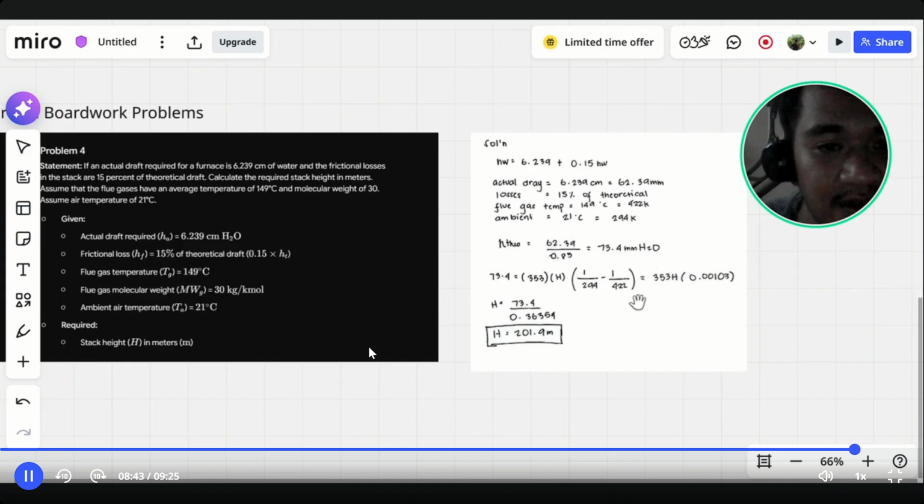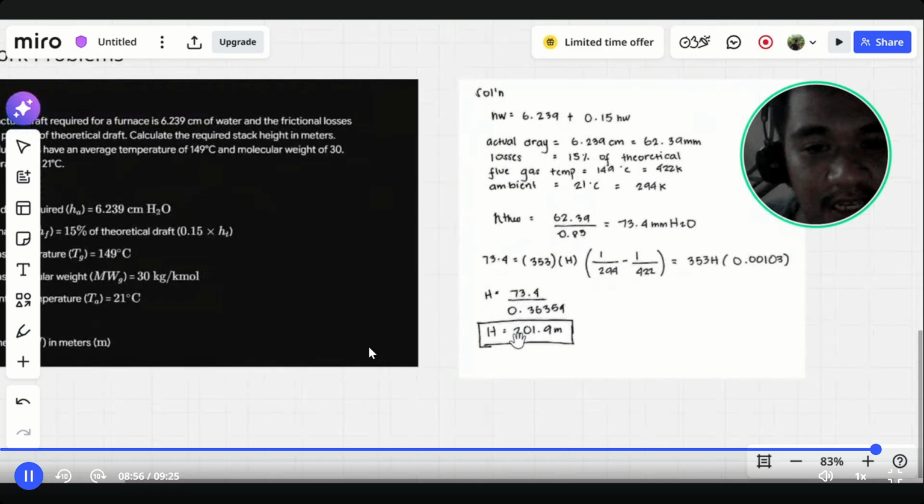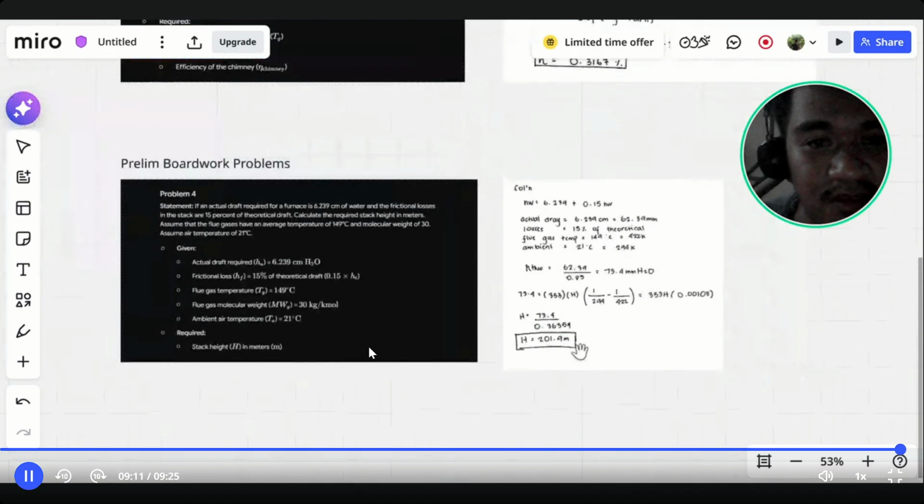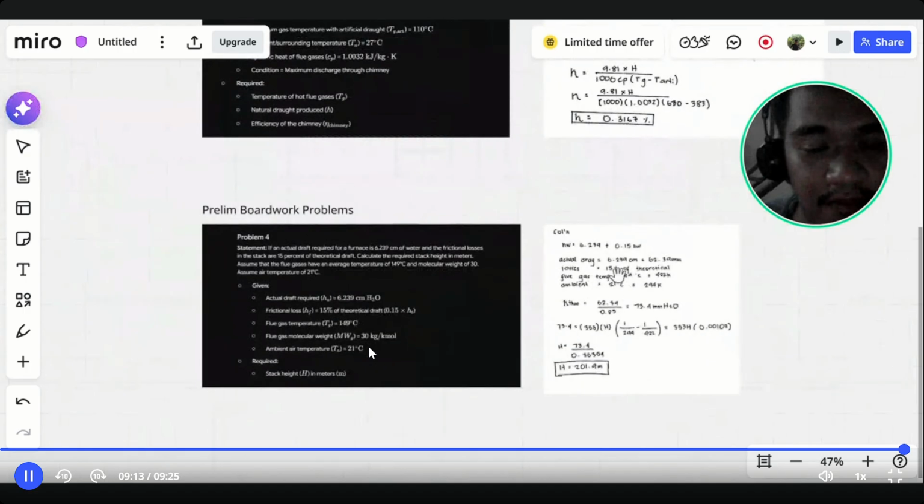So that equals 353 times 0.00103. We divide by the H, which is 73.4, and then we have 0.36 and 353, and so the final answer was H equals 201.9. This is for problem number 4.